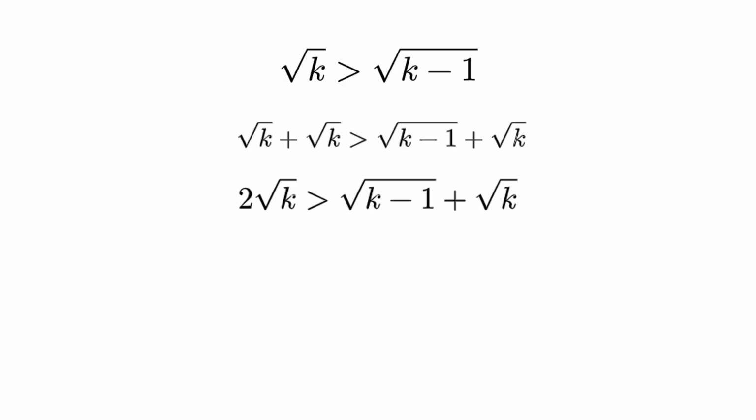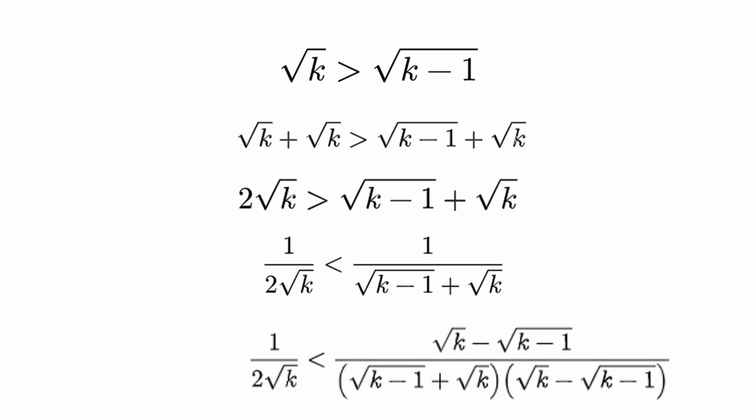So now we have 2 root k is greater than root k minus 1 plus root k. Now we flip both sides. When you flip a greater than inequality, the sign reverses. So 1 over 2 root k is less than 1 over the quantity root k minus 1 plus root k. Now we rationalize the right side by multiplying the numerator and denominator by root k minus 1. This gives us 1 over 2 root k is less than root k minus 1, all divided by the product of root k minus 1 plus root k and root k minus 1.